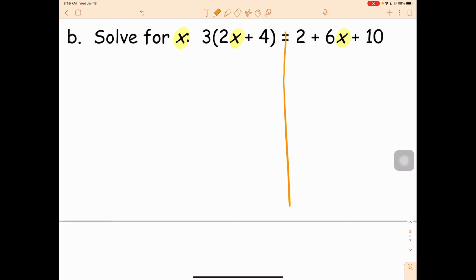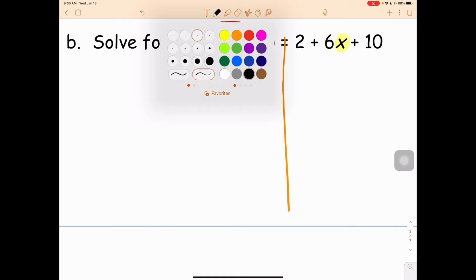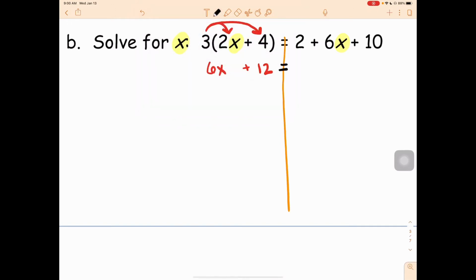Okay, so here the first thing I need to do is simplify each side. Over here I can distribute this 3. 3 times 2x is 6x. 3 times positive 4 is a positive 12. And then here I see that I can combine like terms. 2 plus 10 is 12. And then I have this 6x.